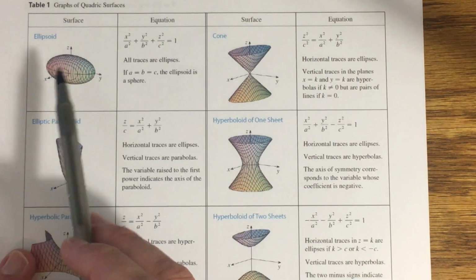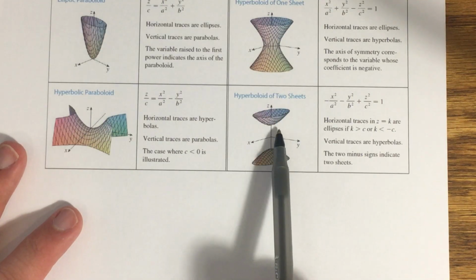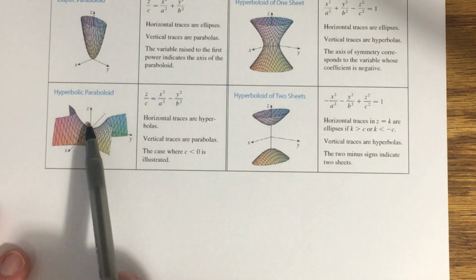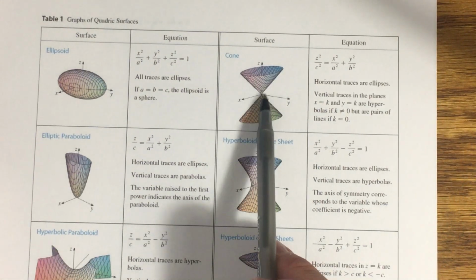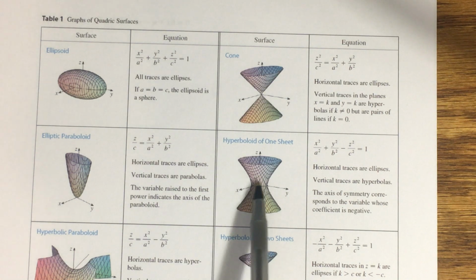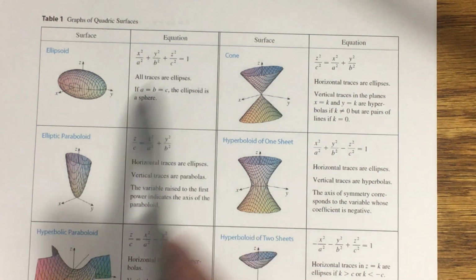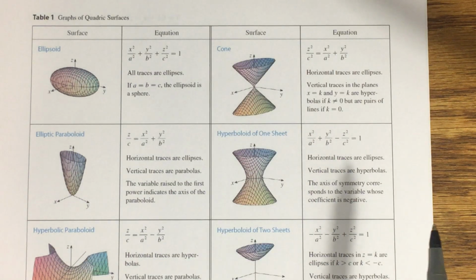But we've looked at some of these. So we've looked at an ellipsoid, we've looked at the hyperboloid of 2 sheets, and the hyperbolic paraboloid. Here's 3 that we have not looked at yet: a cone, an elliptic paraboloid, and a hyperboloid of 1 sheet. In this table, you're seeing the standard equations in each case.